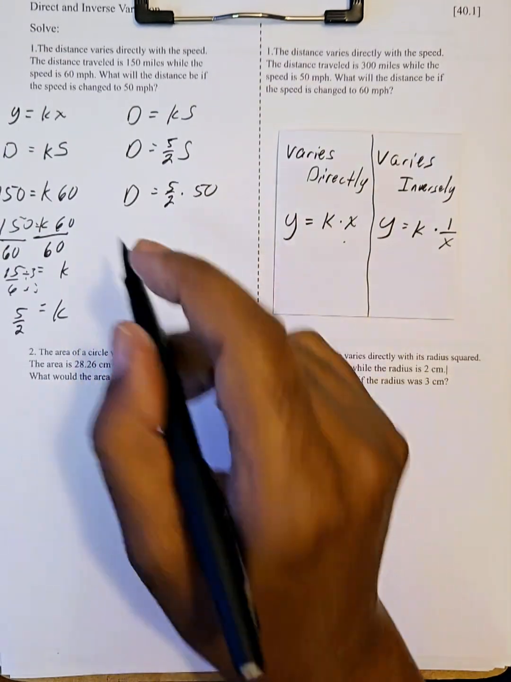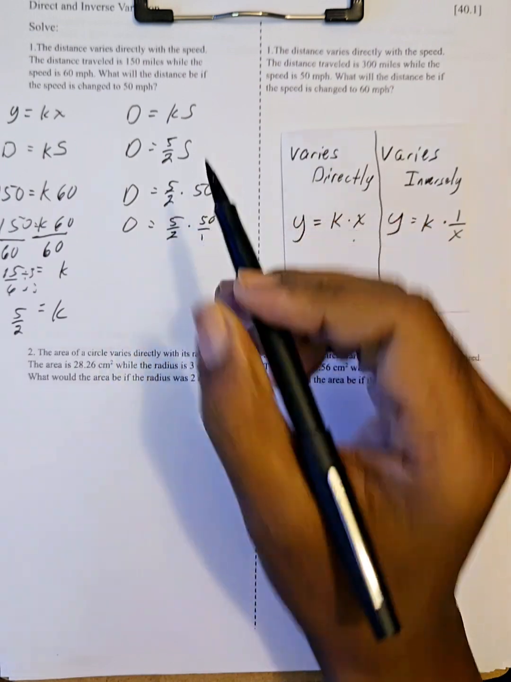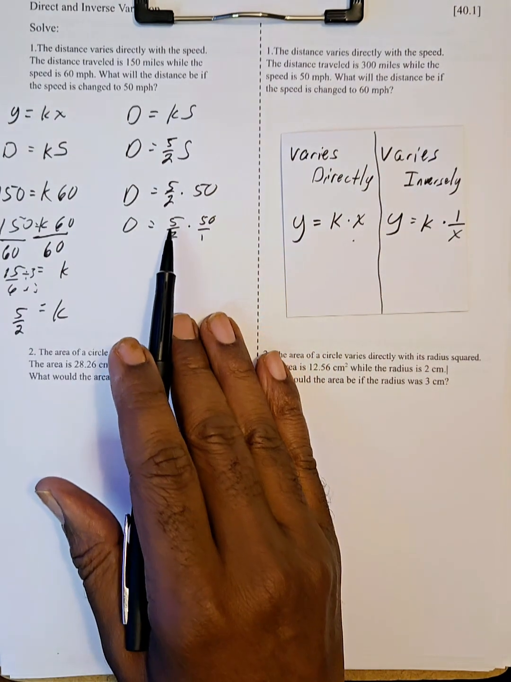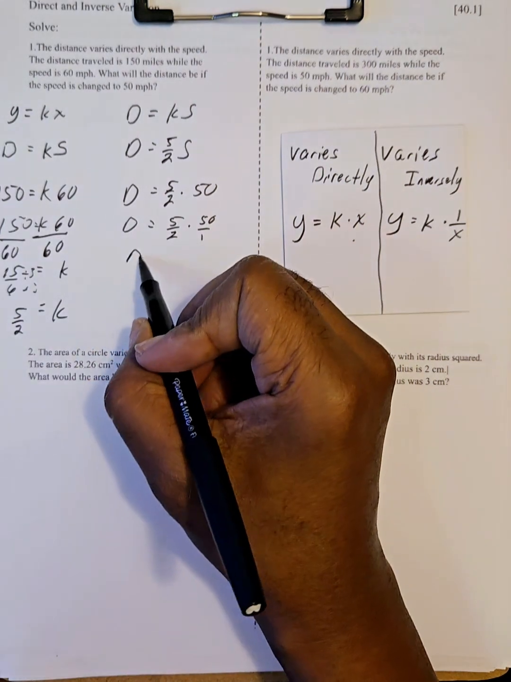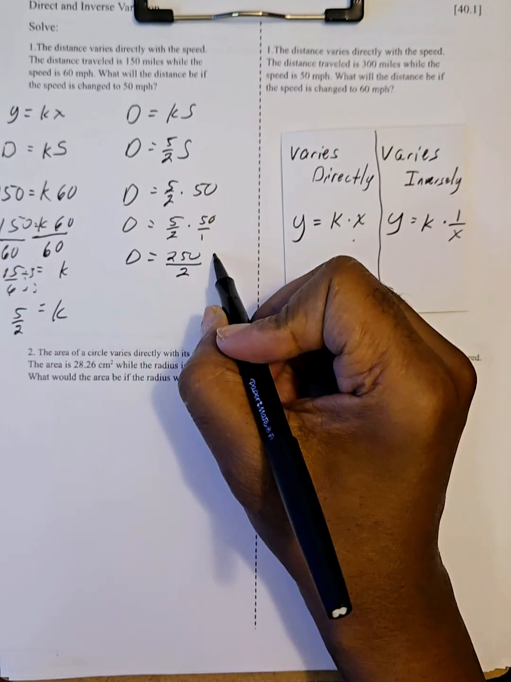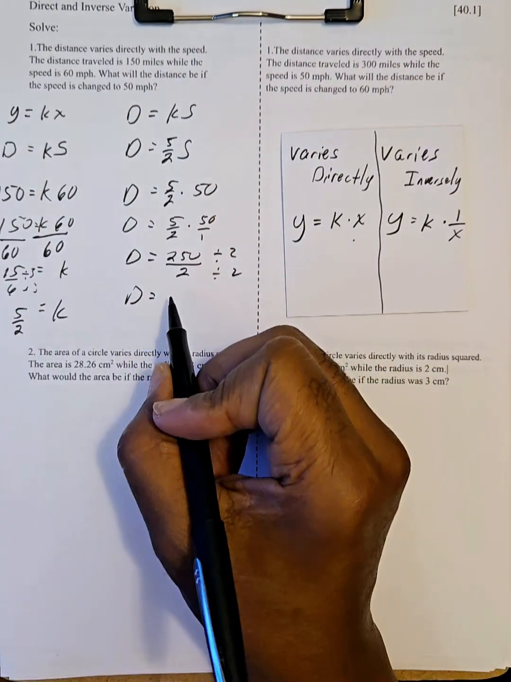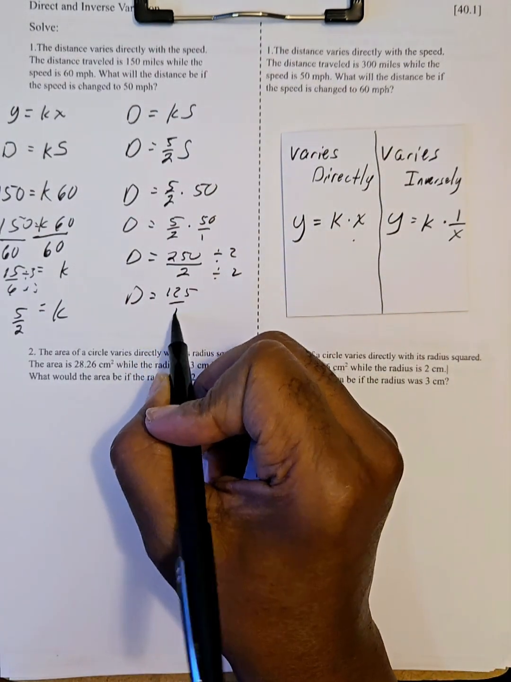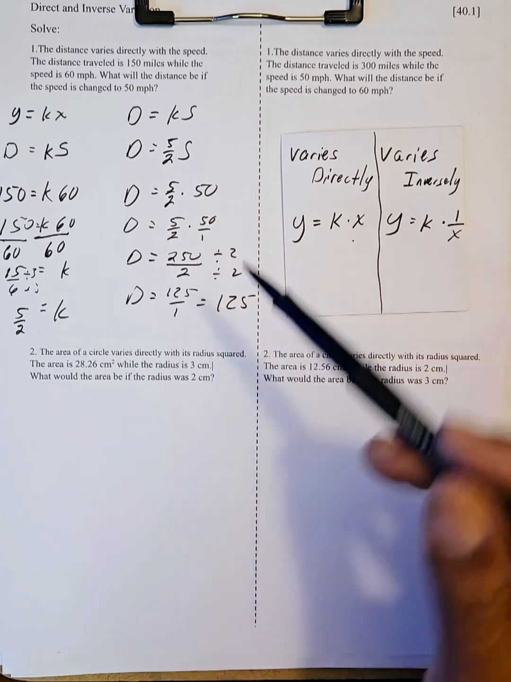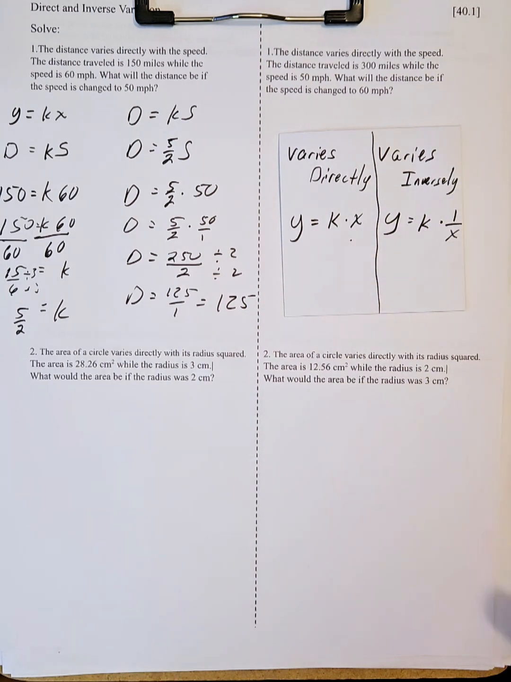Now, to multiply a fraction and a whole number, I'll make them both fractions. So this will be a 5 over 2 times a 50 over 1. I can divide both of these by 2, but I'll just wait. I'll just multiply 5 times 50 first. 5 times 50 gives me 250, and 2 times 1 gives me 2, and then let's divide everything by 2 to simplify, and we get a distance of 125 over 1, which is 125 miles. So my speed changed to 50 miles an hour. My distance would now be 125.